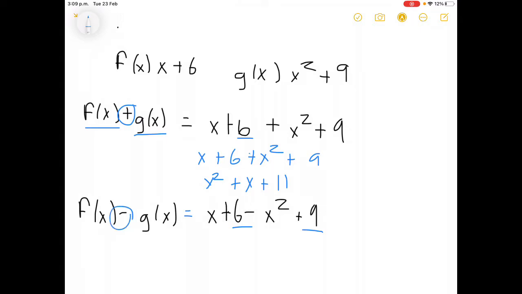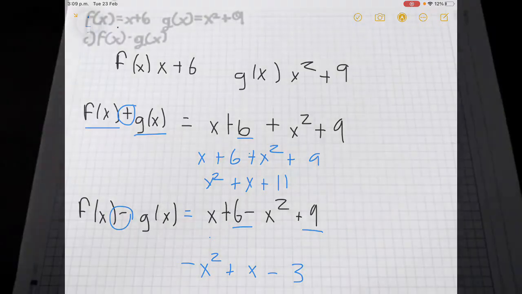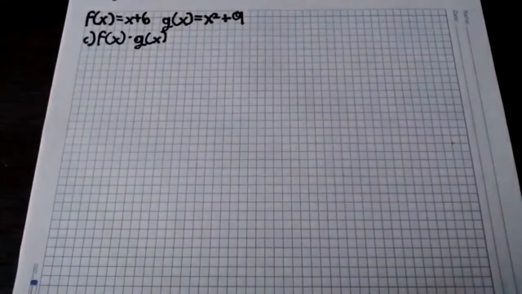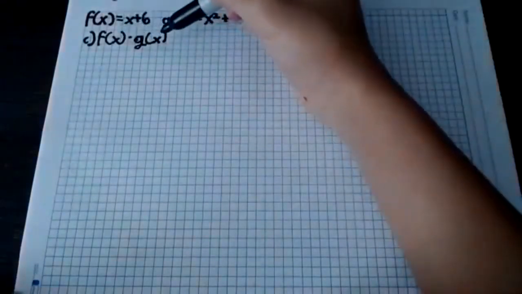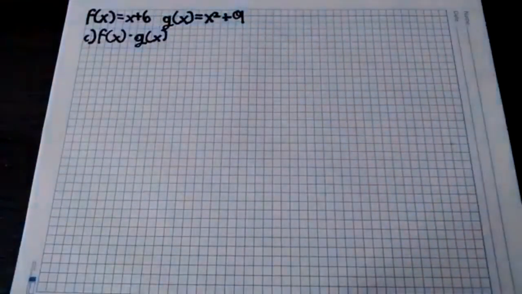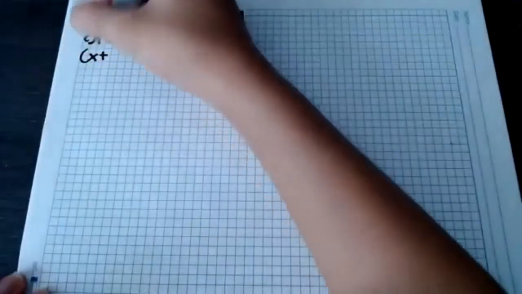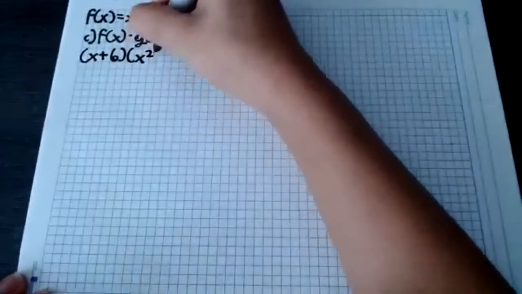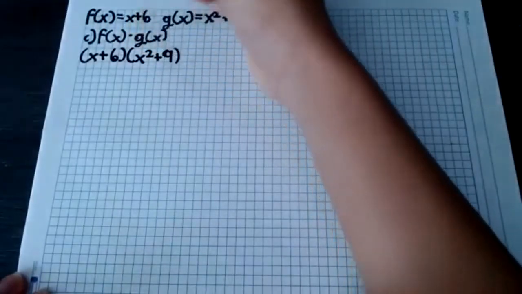So it will be minus x squared plus x minus 3. That's the answer. So next we are going to do the c, which is f(x) multiplied by g(x). So first we're going to substitute it. It will be x plus 6 multiplied by x squared plus 9.